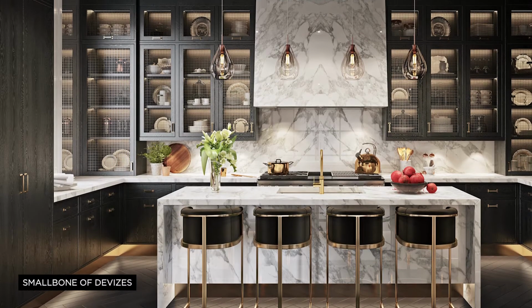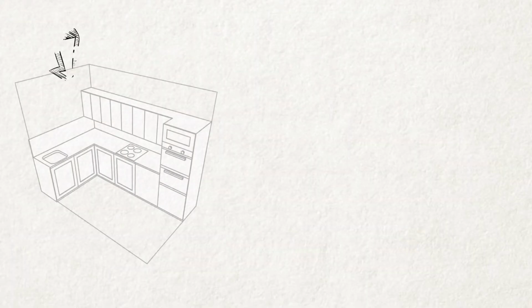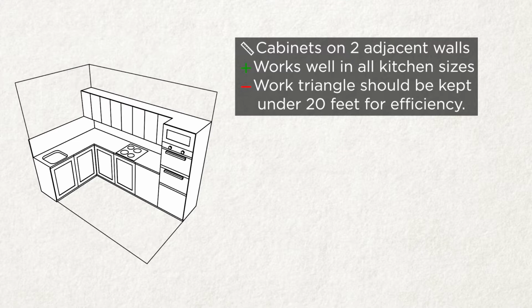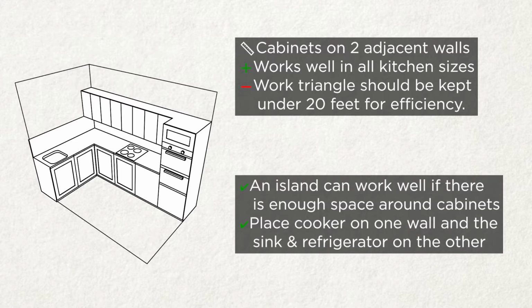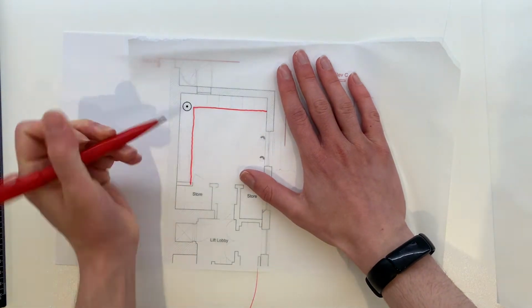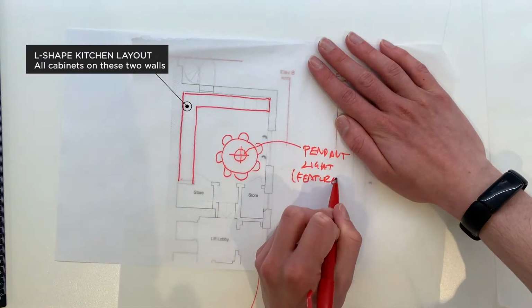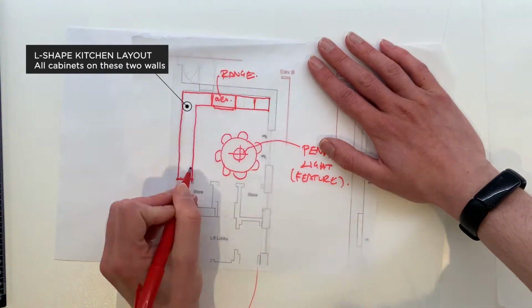Type 3, the L-shaped kitchen. L-shaped kitchens have cabinets along 2 walls directly next to each other. They can be a good option for an open plan space. An island again works well in L-shaped kitchens if there is enough space. The L shape generally feels more open than the galley kitchen, so it can be good for kitchens which will be used for entertaining or dining.